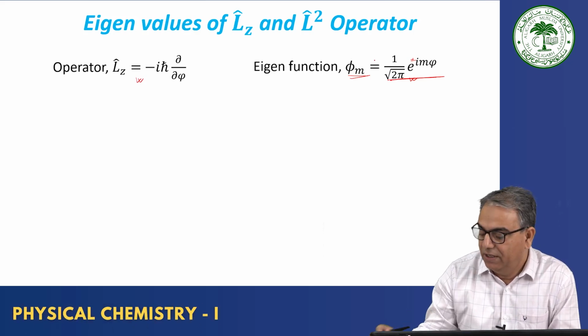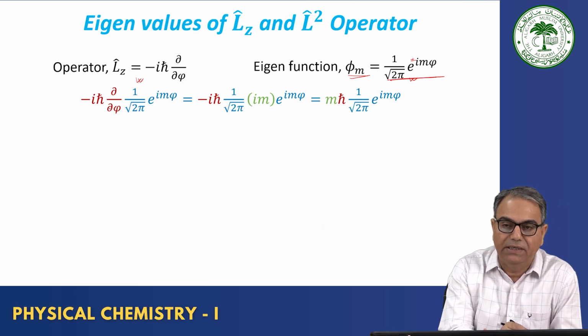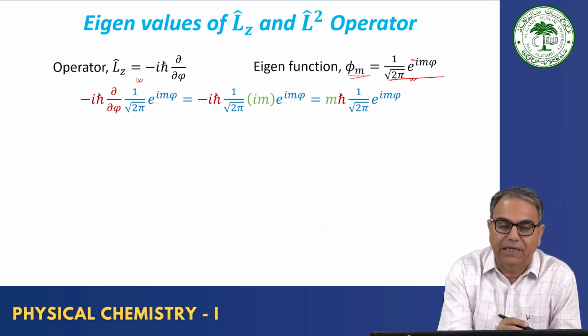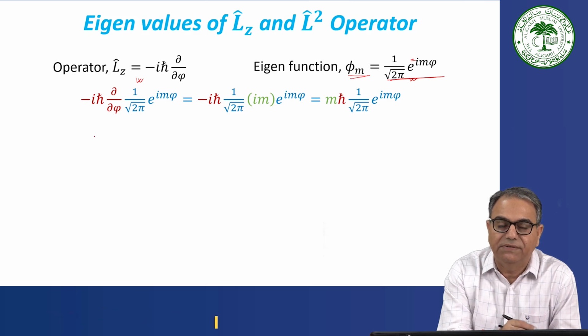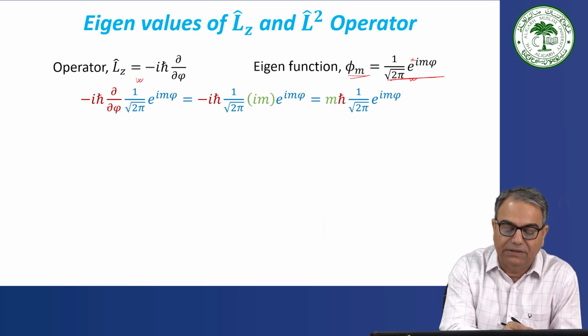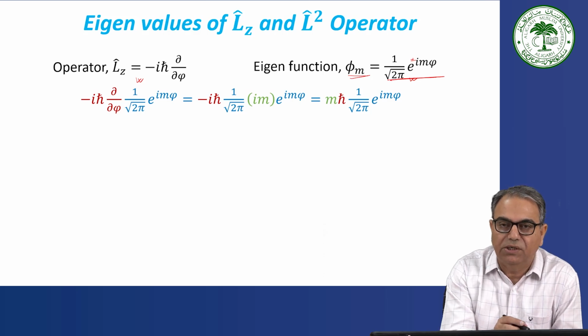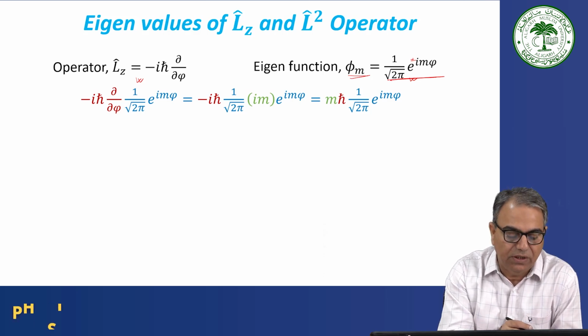If this is your eigenfunction and this is your operator, then we operate with the Lz operator on this phi m function, and what do we get? The Lz operator is minus iħ del by del phi. In the previous module I derived this, and I said that in contrast to Lx and Ly, the Lz operator is very similar to the linear momentum operator. Just as the Px operator is minus iħ del by del x, Lz is minus iħ del by del phi. It is very similar, and you cannot forget the Lz operator because you have been using the linear momentum operator from the very beginning.